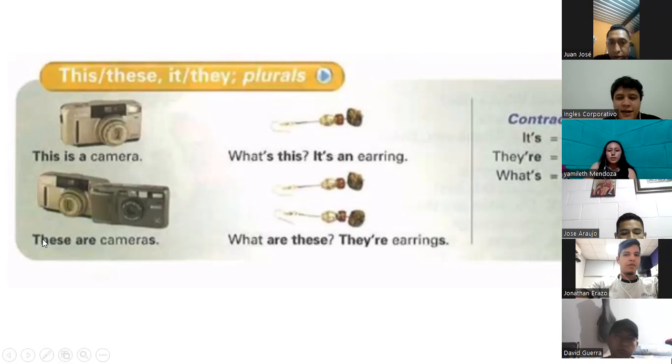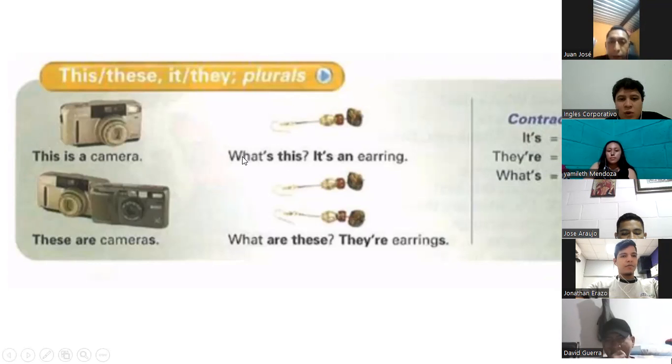La pronunciación de esta es más larga, okay? Es como una sonrisa. These, okay? These, más largo, ¿verdad? These. Perfect. So we have this question, guys.